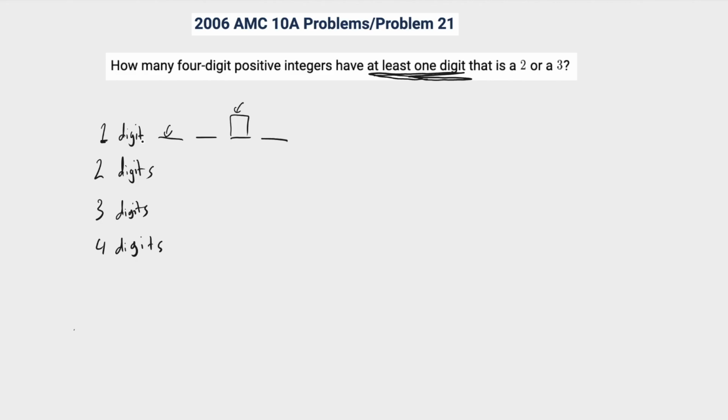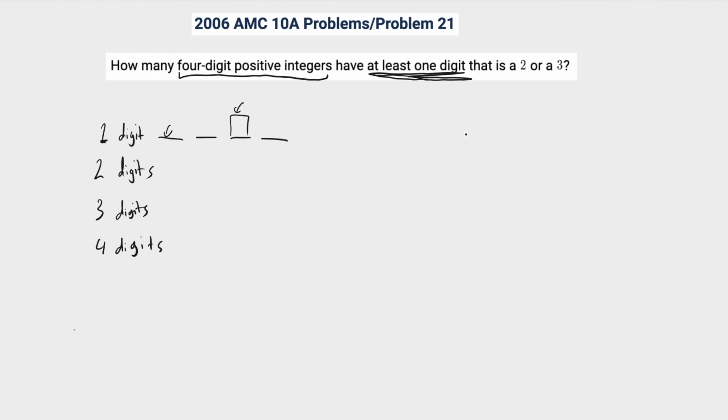Now let's use complementary counting. According to the formula we had before, we have to subtract what we don't want from the total. So let's think about what our total is first. So what are the integers we're looking at in this problem? Well, it tells us here that we're looking at 4-digit positive integers.